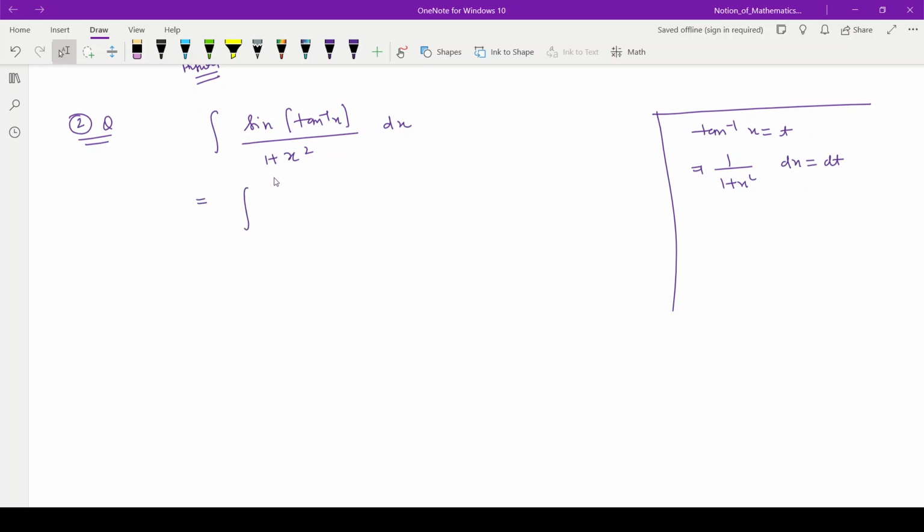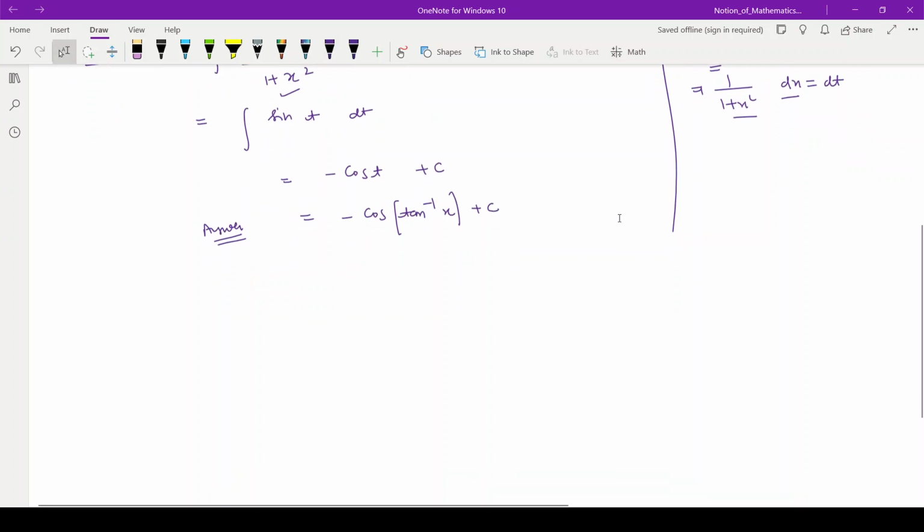So it would be integration of sine, this tan inverse x is t, and this dx upon 1 plus x square is dt. So it would be like sine t dt. Ultimately its integration is minus cosine t plus constant of integration, and t was equal to tan inverse x. So minus cosine of tan inverse x plus constant of integration. So students, this was another question in the series of integration by substitution.